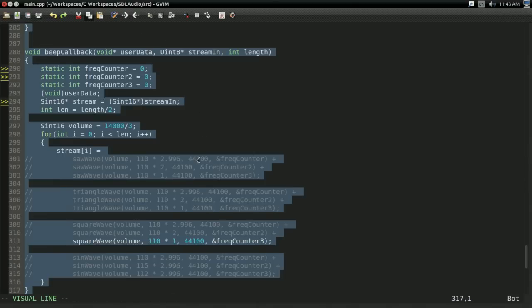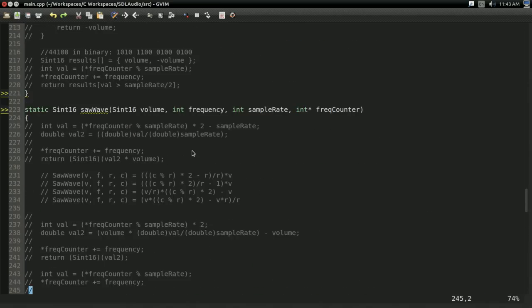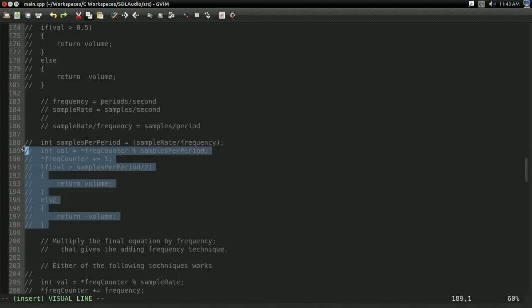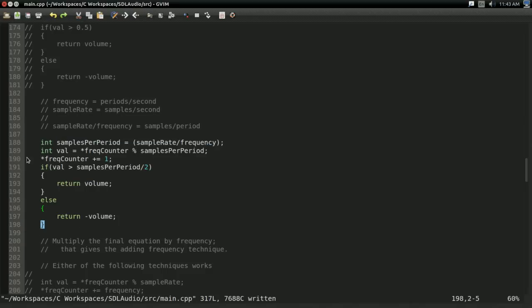My insight for this, whoops, sorry, I just jumped to a completely different place in code. My insight here was that frequency is periods per second, sample rate is samples per second, so sample rate over frequency is the number of samples I need for every period of the wave. So here I just increment frequency counter by 1, I do frequency counter modulus the samples per period, and if I'm over halfway through the number of samples per period, I return the volume, otherwise I return negative volume. And this also works, but it's actually slightly off because this is doing integer arithmetic instead of floating point arithmetic.